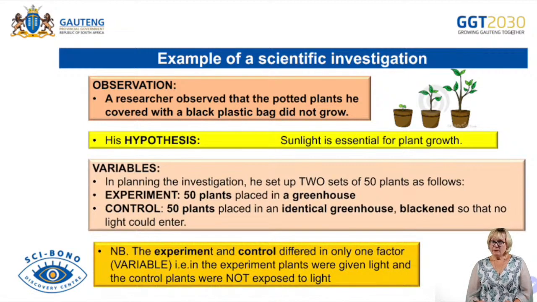And then what is very important is the experiment and control differ in only one factor. You cannot test more than one thing at a time, because then how will you know which factor is actually responsible for your results? And that's your variables. That is, in the experiment, plants were given light and the control plants were not exposed to light. All right. So this is just a simple way of applying now our knowledge that we have gained from all the concepts that are related to a scientific investigation.